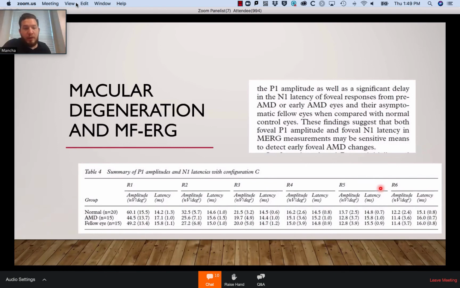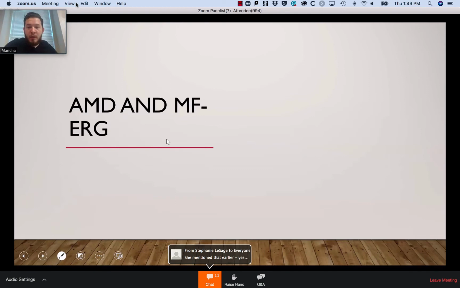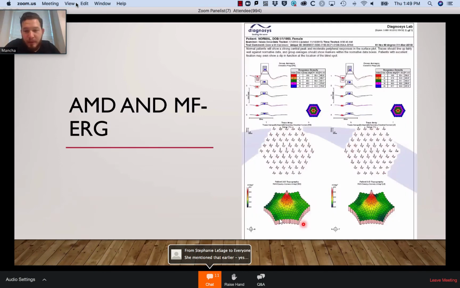But this R1 ring does show some changes, and we'll look at that here. Down here, we typically see what this turtle shell looking pattern looks like. I actually like to look here. This is a print off of a normal individual, and you see that this center waveform is the R1 ring, and then as you move out, this is the R2, R3, R4, R5, and that's how you're going to view this.